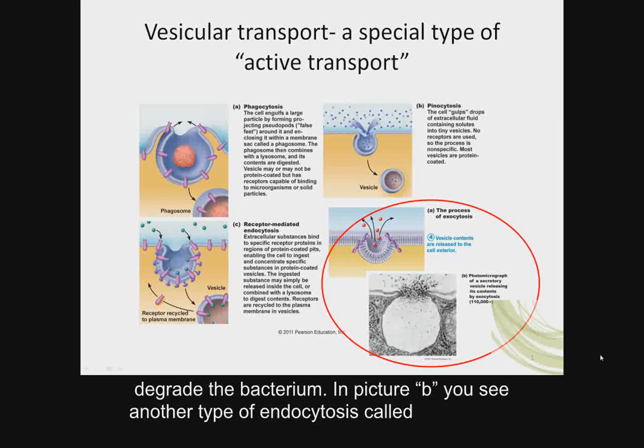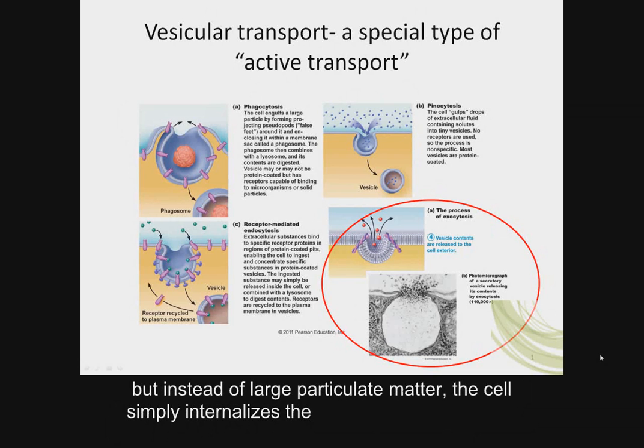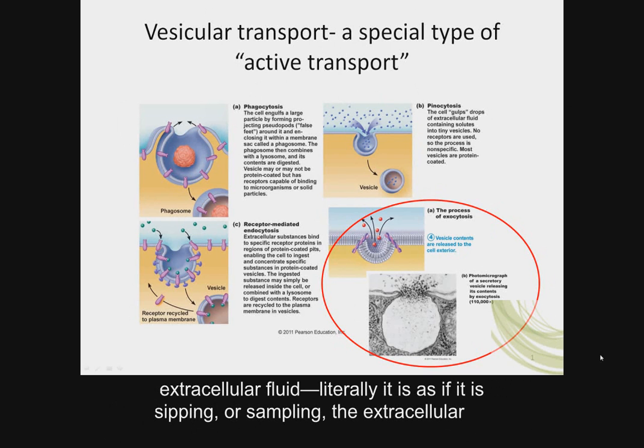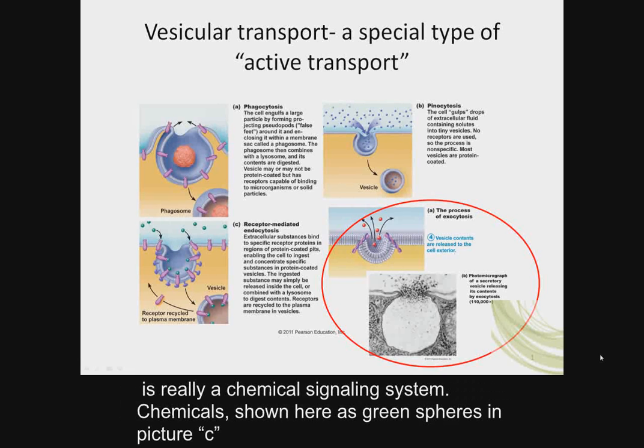In picture B, you see another type of endocytosis called pinocytosis. Pinocytosis means cell drinking. It is very similar to phagocytosis, but instead of large particulate matter, the cell simply internalizes the extracellular fluid. Literally, it is as if it is sipping or sampling the extracellular fluid, and does so to obtain dissolved nutrients.